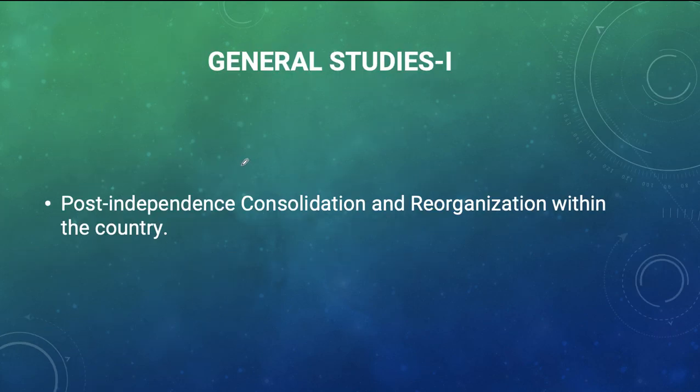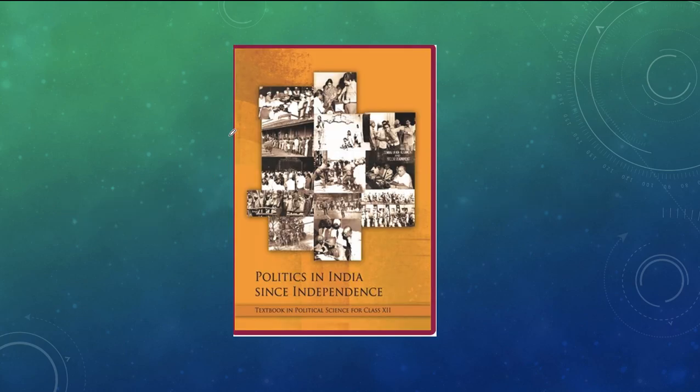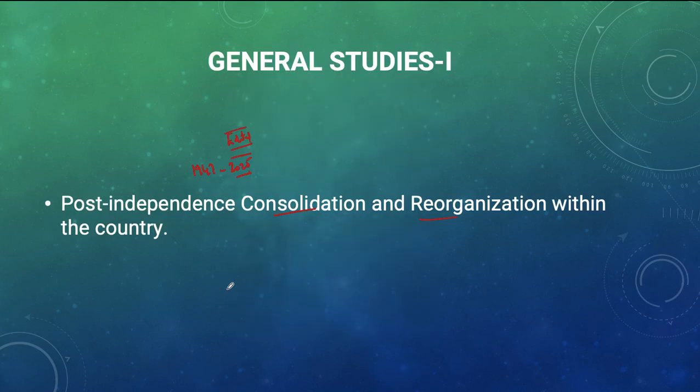So let's go into the UPSC Mains syllabus of GS Paper 1, Post-Independence Consolidation and Reorganization within the country. Basically, students, for this part of the syllabus, we need to cover the period after 1947 up to now, 2025. You have the recent edition of NCERTs available from the www.ncert.nic.in website. You can use the best NCERT resource, the class 12th political science NCERT, Politics in India since Independence. This book is very much relevant for the UPSC Mains syllabus of the post-independence segment.